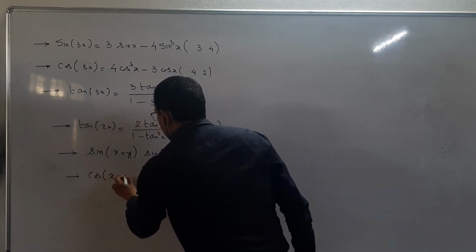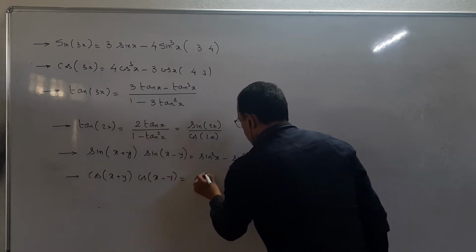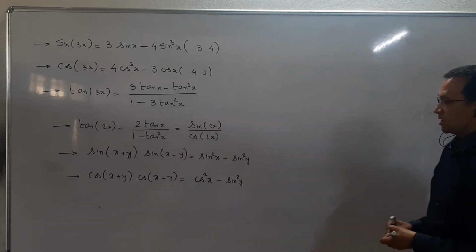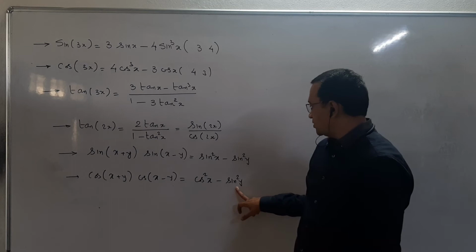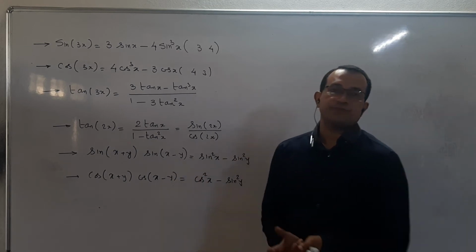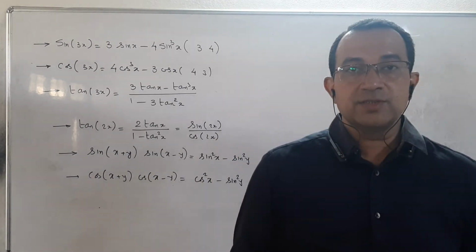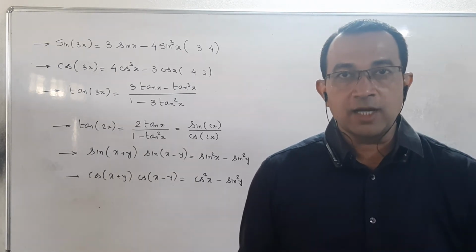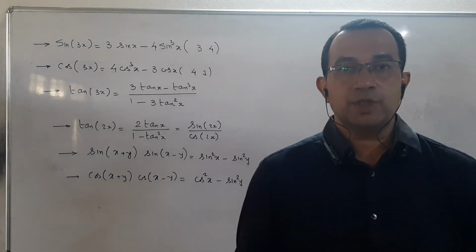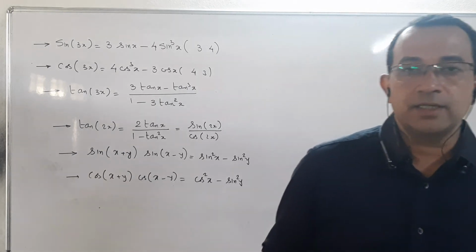Cos of x plus y into cos of x minus y is cos square x minus sin square y. Remember this, in cos the second term is of sin, in sin both the terms are of sin. This also can be derived on the basis of 4 formulas which we wrote today. Formula number 1, formula number 2, formula number 3, and students formula number 4.